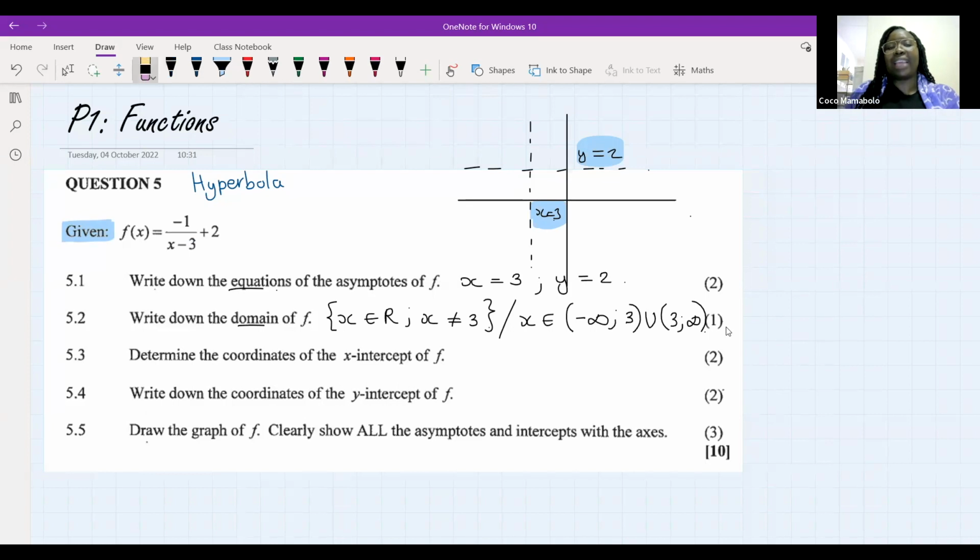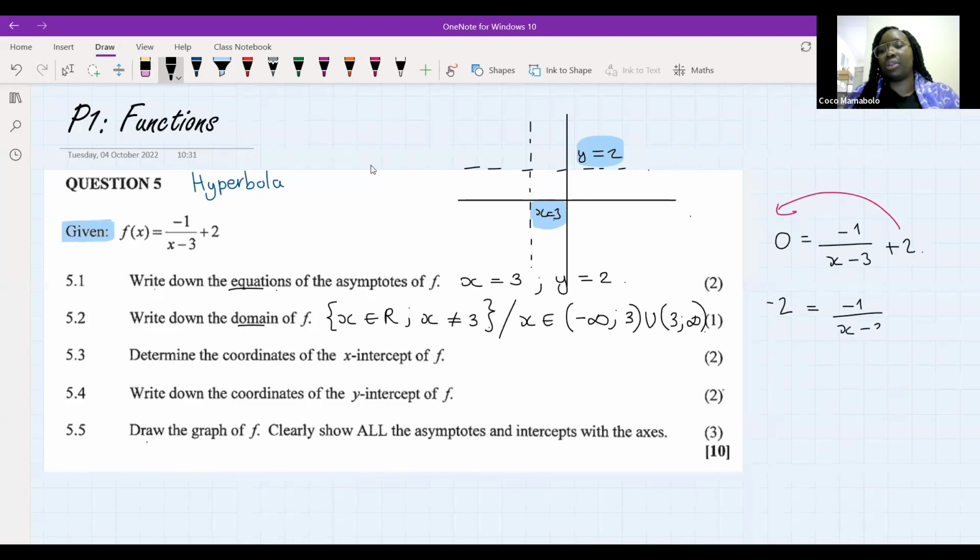Okay, so we know that the x-intercept is where y is equal to 0. So I'm just going to write it on the side over here. I'm going to make my f of x equal to 0. 0 is equal to -1 over x minus 3 plus 2. And then I'm going to take my positive 2 over to the other side. I'm going to get -2 is equal to -1 over x minus 3.